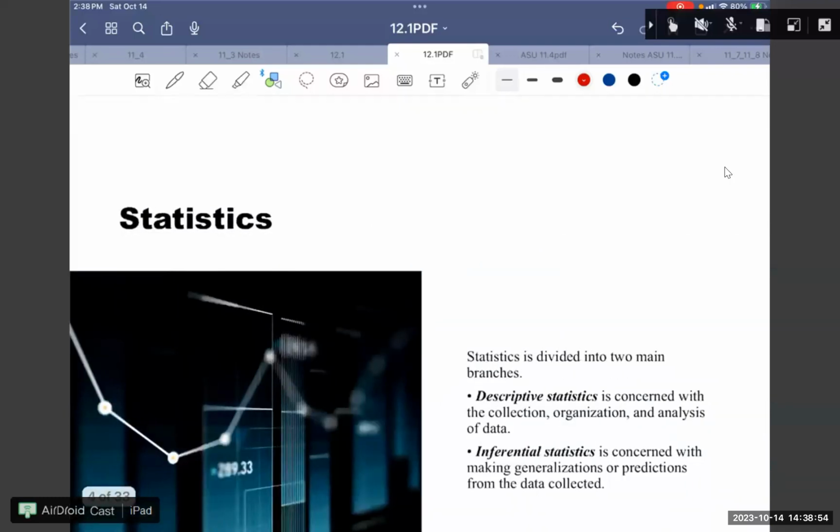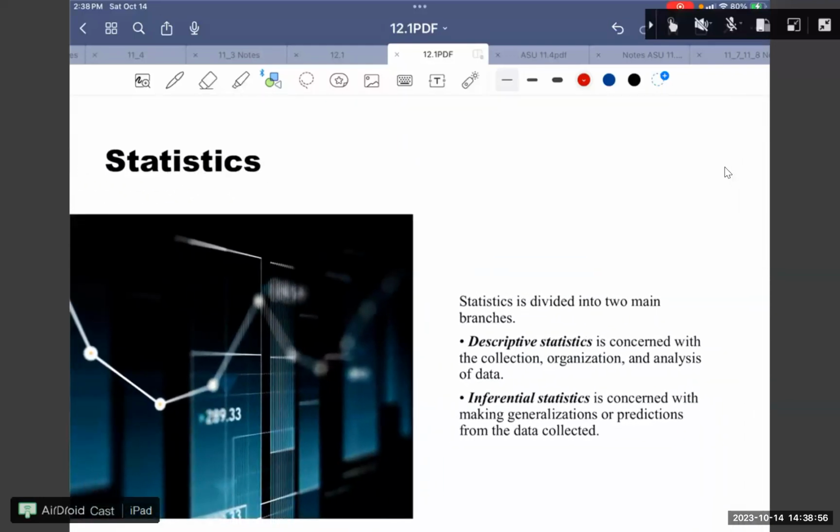So what is statistics? Statistics is divided into two main branches. We have descriptive statistics, which is connected with collecting, organizing, and summarizing the data, and inferential statistics, which is connected with making generalizations or predictions from the data collected.